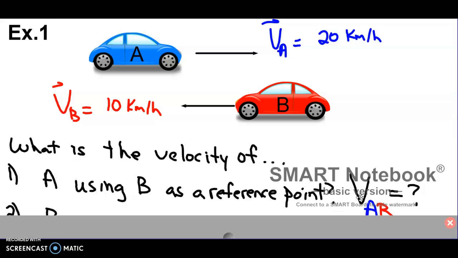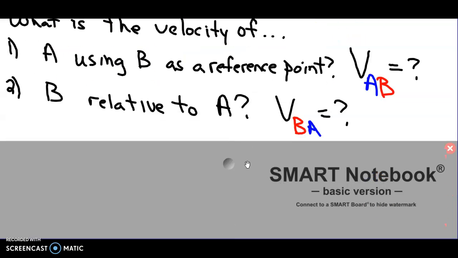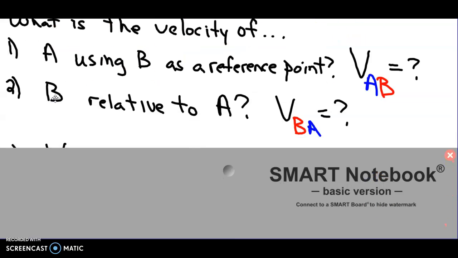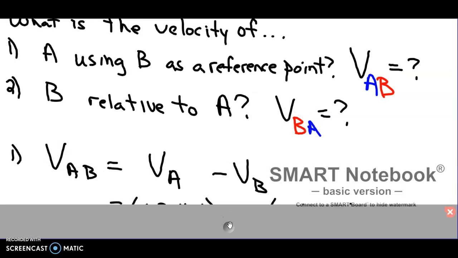So we need to know VAB. Our first rule on the other side was to make sure we know velocities relative to the ground, and we do: we know VA and we know VB. We are going to try to find VAB, so A relative to B. Then number 2, we're going to do the opposite, B relative to A, so VBA.